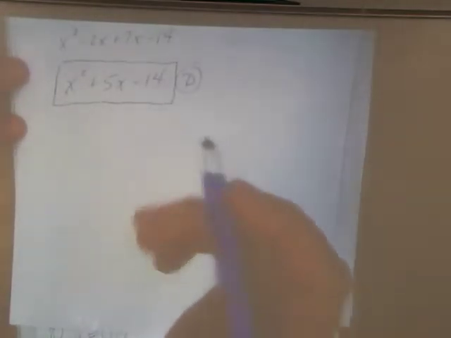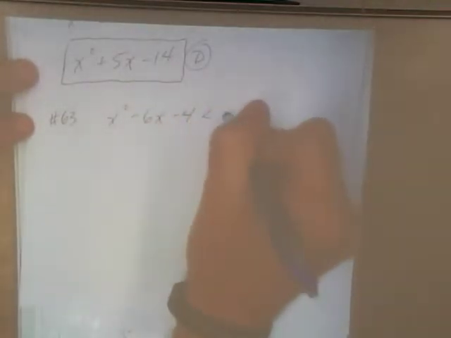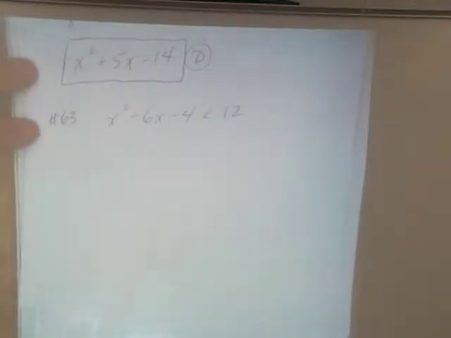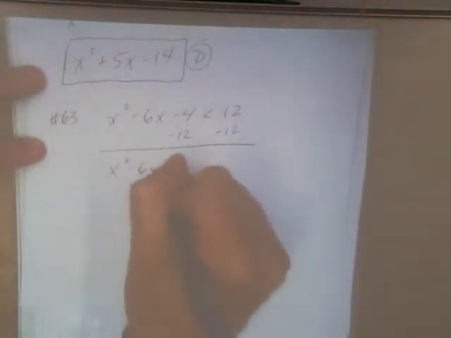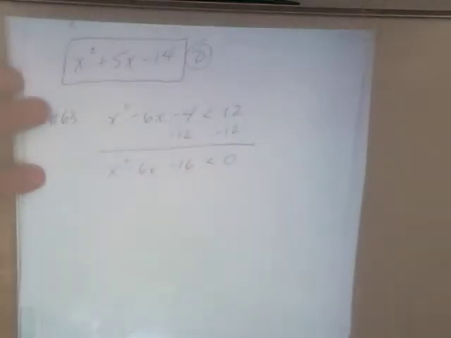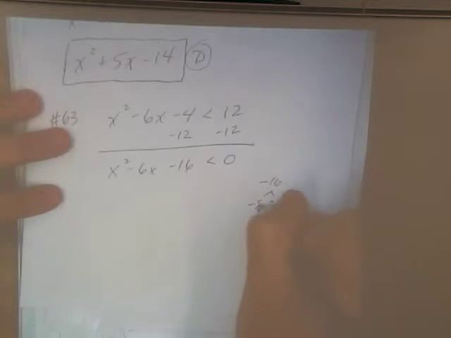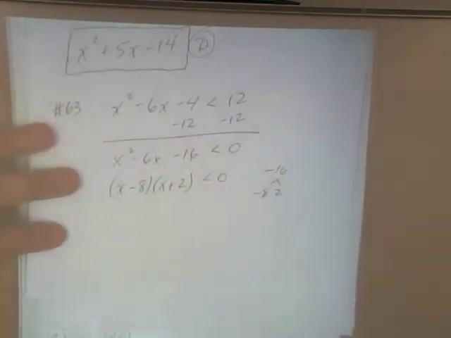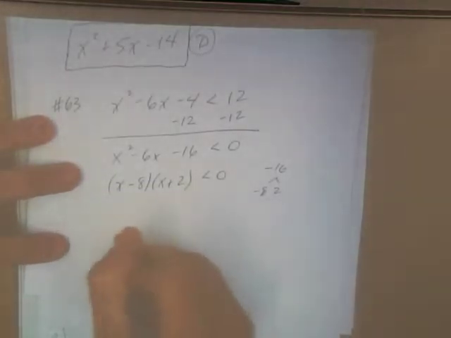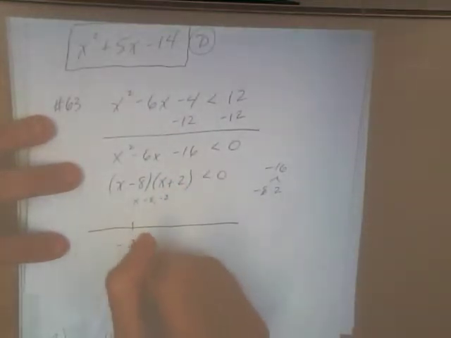Solve number 63. x squared minus 6x minus 4 is less than 12. Let's make this less than 0, so we subtract the 12 over. I got x squared minus 6x minus 16 is less than 0. Can we factor that? Negative 8 and 2. So x minus 8 and x plus 2 is less than 0. It's equal to 0 when x is 8 and -2. So put those numbers on a number line.